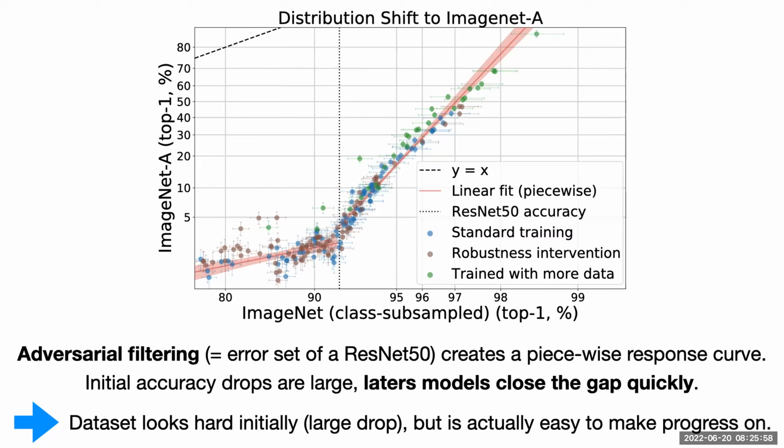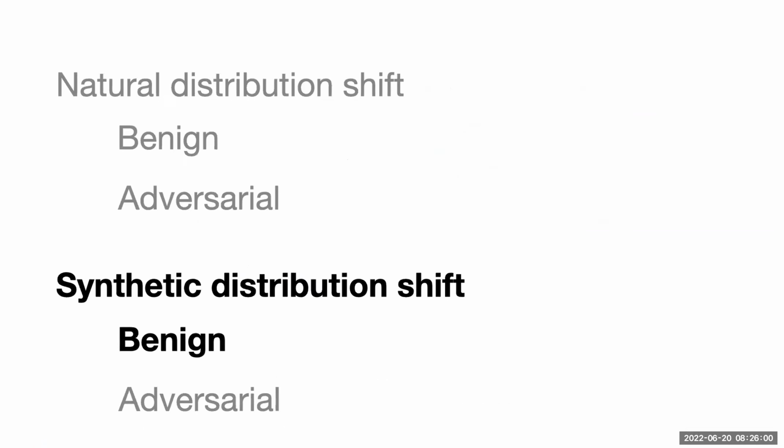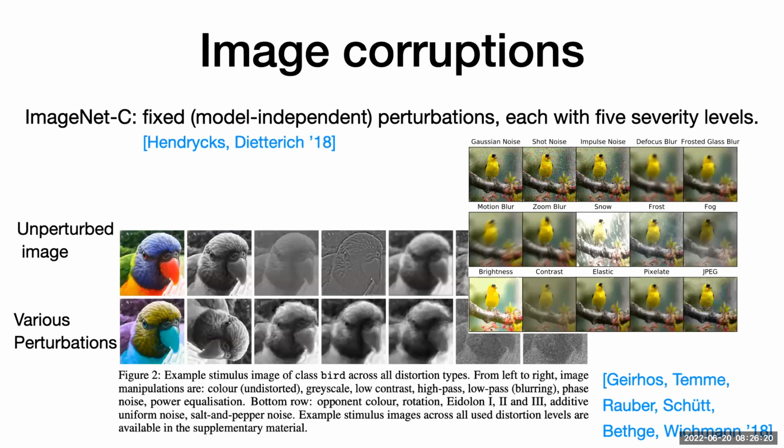Good. So this was the first part, natural distribution shifts. So these were real images. Now for the next few minutes, let's look at synthetic distribution shifts. So distribution shifts where people intentionally perturb the images on a computer. And there researchers proposed many different image corruptions. We collected the image corruptions from two different papers in our testbed.